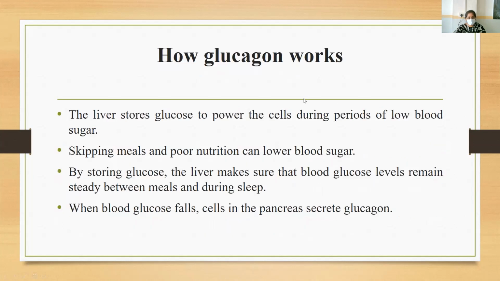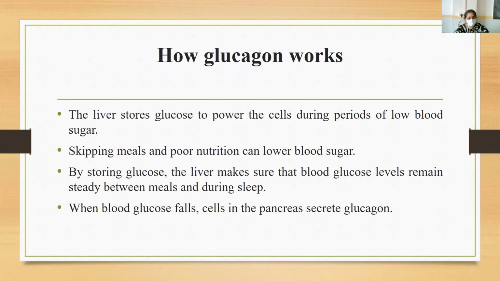Now, how does glucagon work? The liver stores glucose to power the cells during periods of low blood sugar. So whenever you have low blood sugar, the liver does this particular work. Skipping meals and poor nutrition can lower the blood sugar. Whenever you try to skip meals, that is what usually happens for students that I have seen.